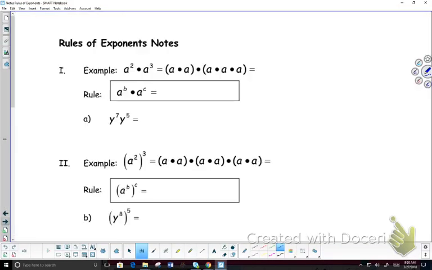Okay, so we're going to start with our exponent rules. These are kind of a review of what you've learned in Algebra 1, but we'll take it kind of fresh, like we don't remember it from Algebra 1. So we're going to start off with Example 1.